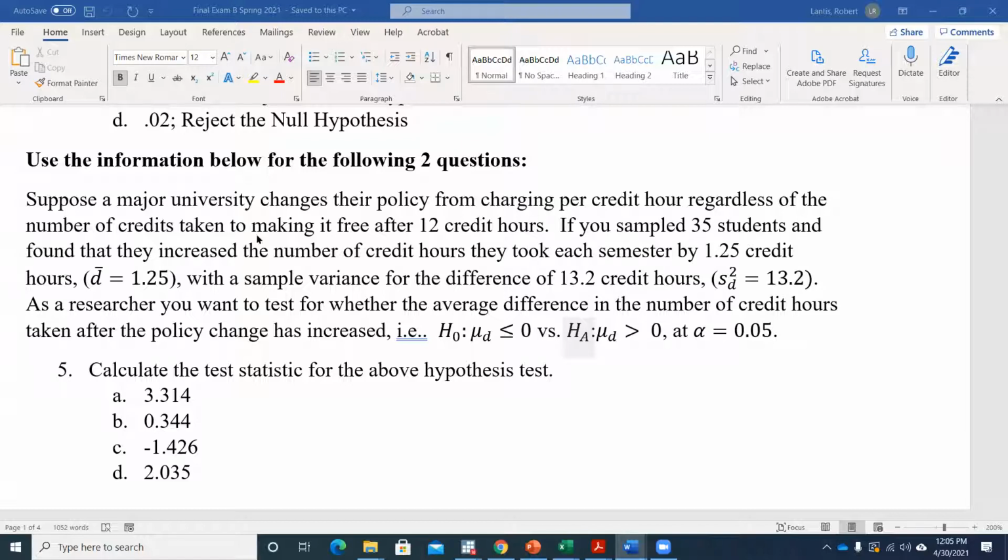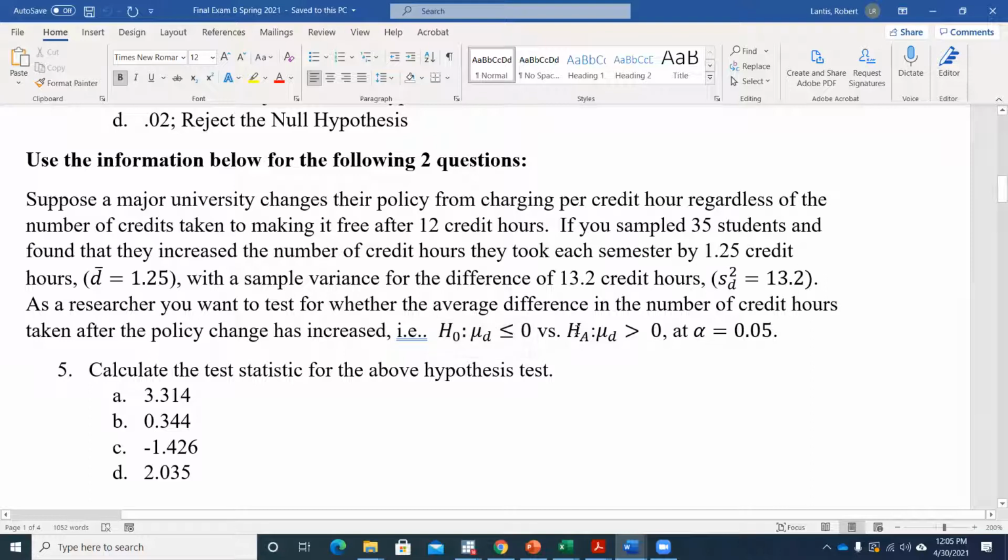So you sample 35 students and find that they increase the number of credit hours they took each semester after this change by about 1.25. So we've got this positive increase, or this average difference of 1.25. And then we have a sample variance on that difference of 13.2. Assume that we want to test whether the average difference in the number of credit hours has increased. So there we want to know, is the true average difference greater than 0?